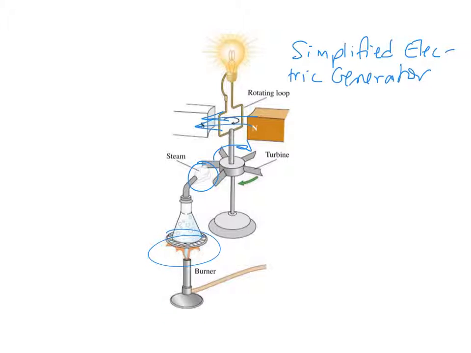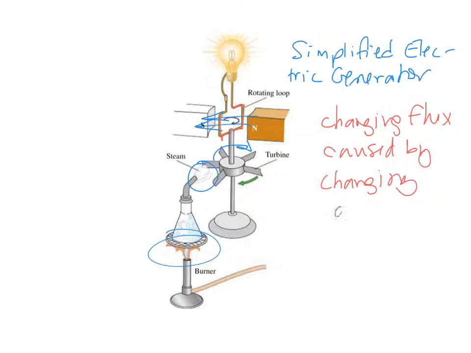And when you turn it, this loop is attached to that. So you've got this loop here, this electrical circuit that's attached to the rotating turbine, and it's spinning in the presence of a magnetic field. So you've got a conductor spinning in the presence of a magnetic field, so there's a changing flux. The changing flux is caused by changing area. And the changing area is when this loop rotates. It goes from being perfectly parallel to perfectly perpendicular as it rotates over time.